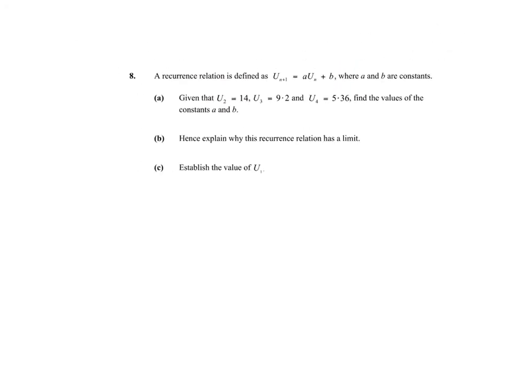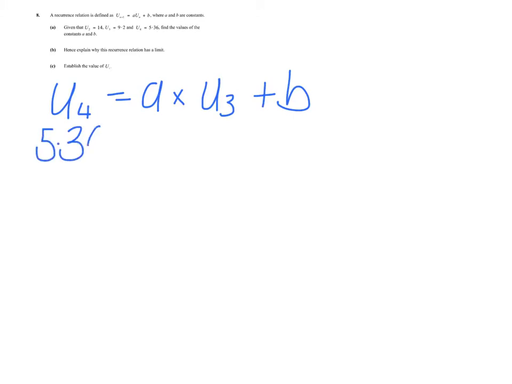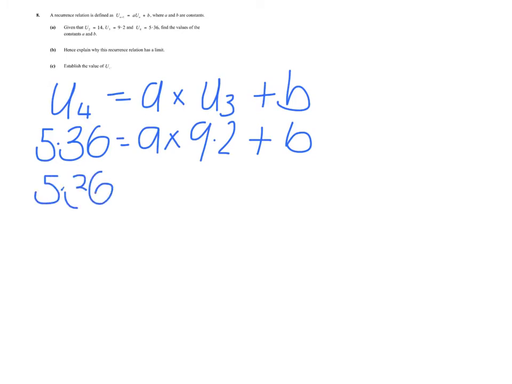So the first thing we'll do is give ourselves a little bit of room. So the first one, we'll start off with u4. So u4 equals a times the previous one, which is u3, plus b. We know u4 is 5.36, so it's 5.36 equals a times u3, which is 9.2, plus b. That means that 5.36 equals 9.2a plus b.